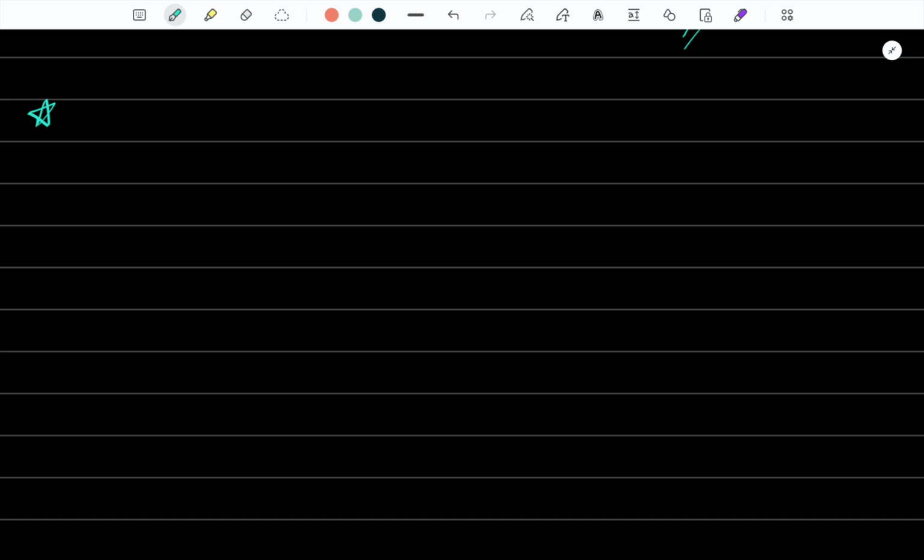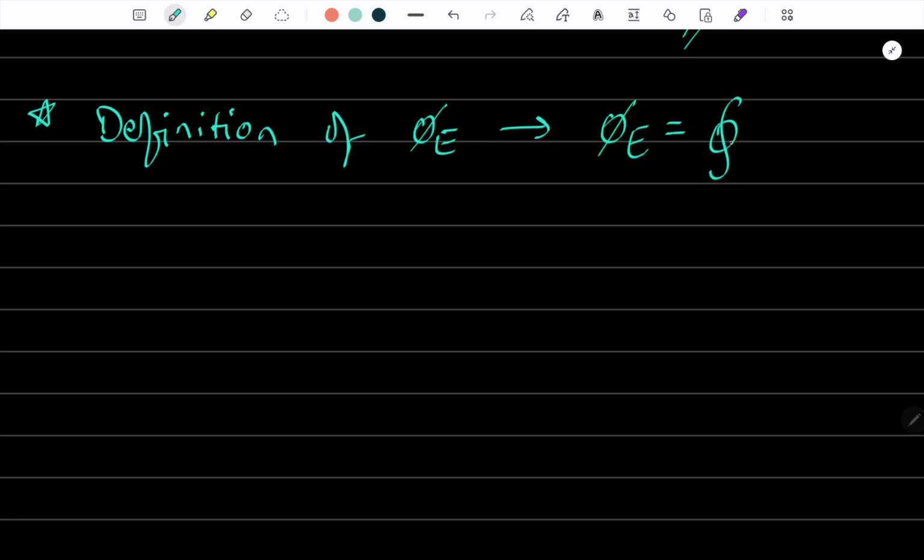What do we need to know? The first one is the definition of flux, electric flux to be honest. Okay, and what is the definition of electric flux? The equation for this is electric flux is equal to integral of E dot ds. Integral of E dot ds.